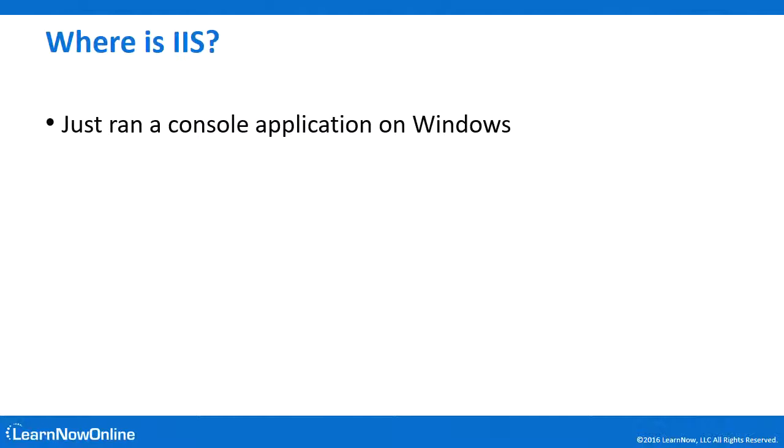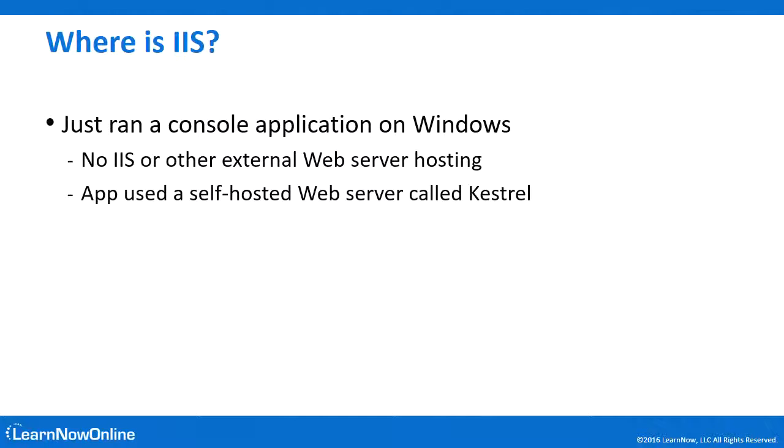All the work on the sample application may beg the question, where is IIS in all this? You may have noticed that I just ran a console application on Windows. There's no IIS or other external web server hosting the application. What's happening is that ASP.NET Core uses a self-hosted web server called Kestrel, and you might recall in an earlier section I configured that within the program.cs file. Kestrel is ASP.NET Core's high-performance web server. And what's amazing is all this is executing within a console application.